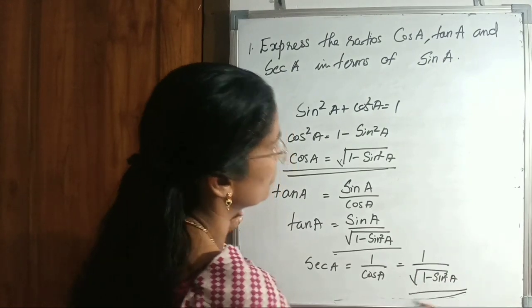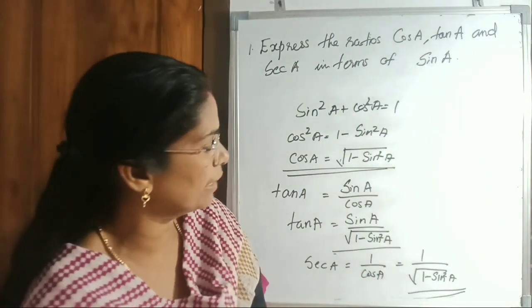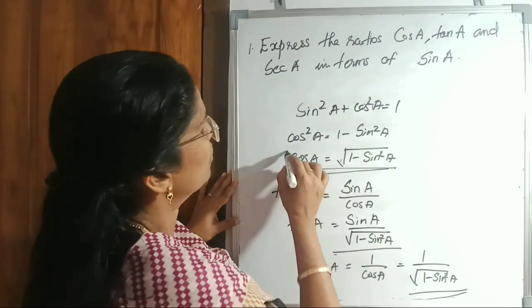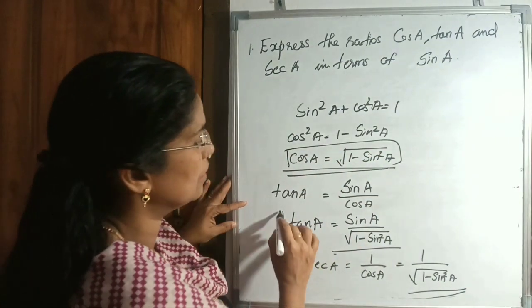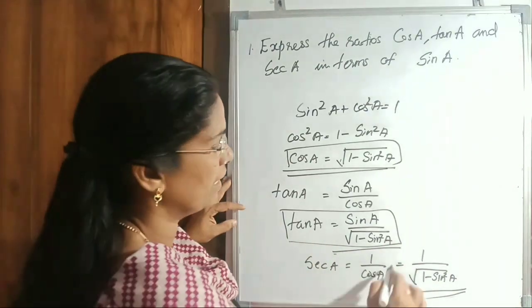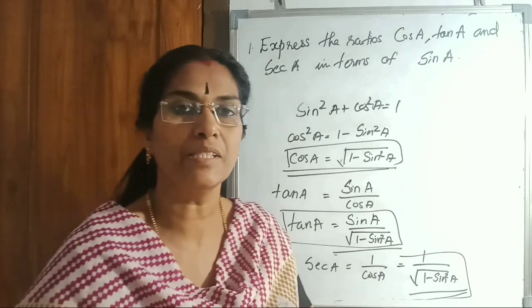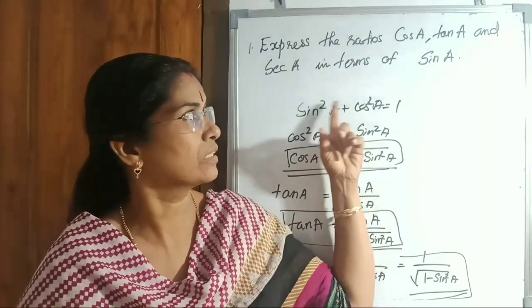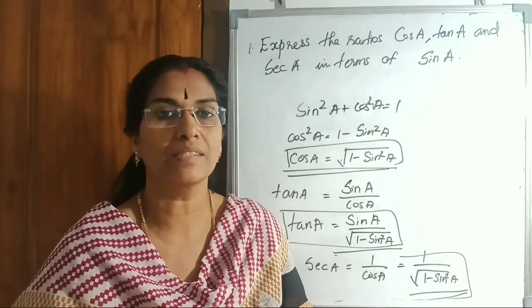So all the ratios given here, cos A, tan A and sec A, we are writing in terms of sin A. Cos A is equal to root of 1 − sin² A. Tan A is equal to sin A by root of 1 − sin² A. And sec A is equal to 1 by root of 1 − sin² A. All the given ratios we have changed into terms of sin A.